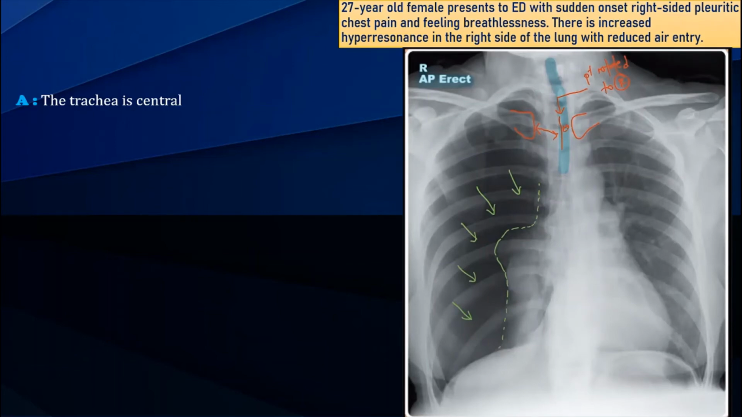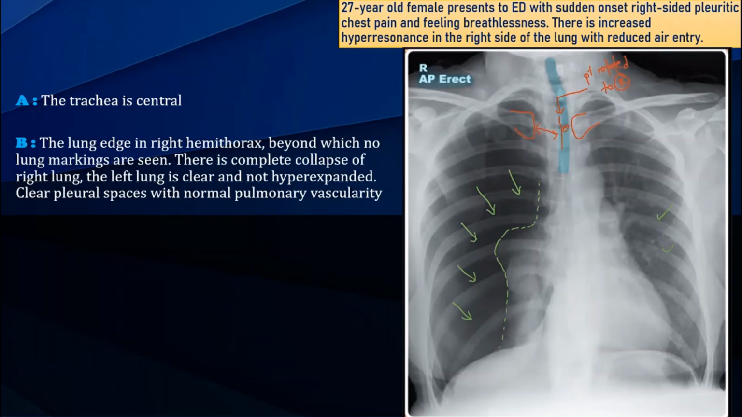And you can see, compared to the left lung, here you can actually see the left lung markings very clearly. But can you see here on the right side, there's nothing. It's just air. So that's one trick to look for pneumothorax. And the left lung, like I said, it's clear, the lungs are not hyper expanded as well. And the pleural spaces are clear with normal pulmonary vascularity as well.